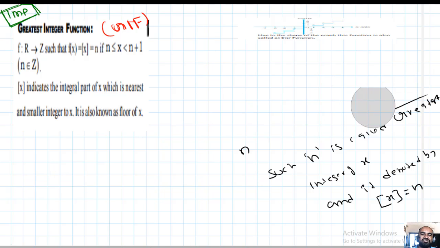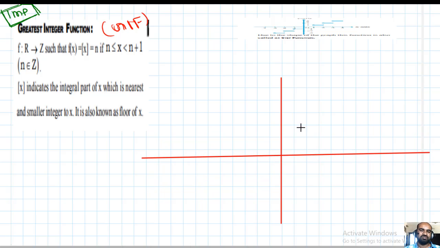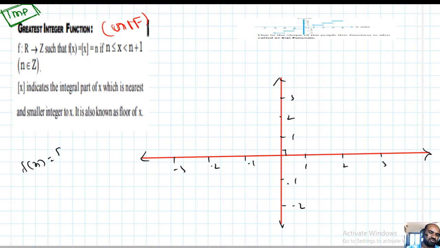Now I want to draw its graph and properties. First of all, the graph. Listen, students, now I can explain why they are called step functions. Mark 1, 2, 3, -1, -2, -3 on the axes. I think everyone knows how to draw the graph of functions, no? That is important. Without graphical knowledge you can't deal with calculus. Very important, you should learn how to draw the graph. Now my function is f of x equal to step x, y equal to step x.